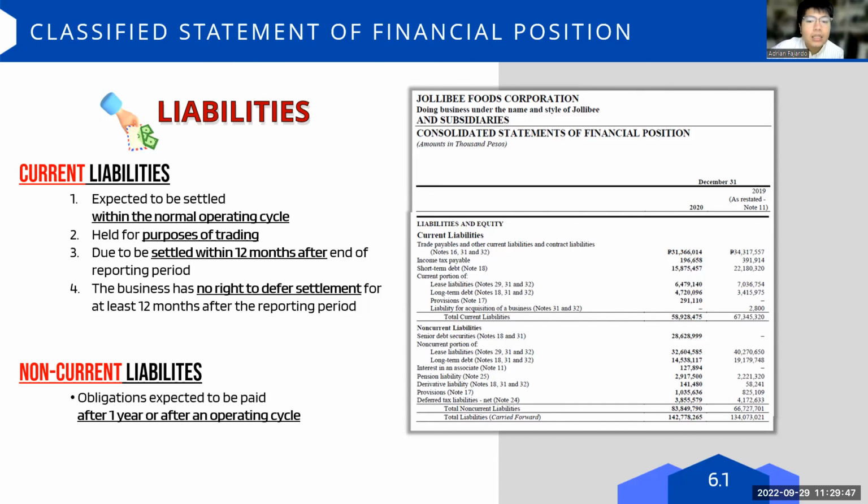On the other hand, non-current liabilities are those you expect to pay after 1 year or after the operating cycle. So basically, notes payable, derivative liability, etc. As long as they're after 1 year, then those are non-current liabilities.